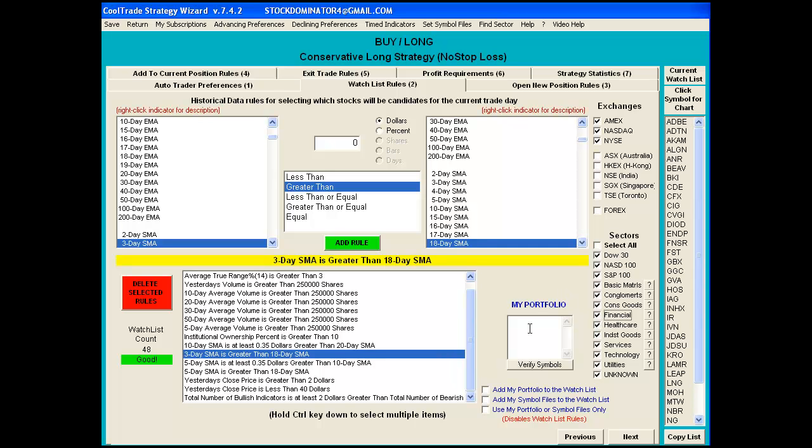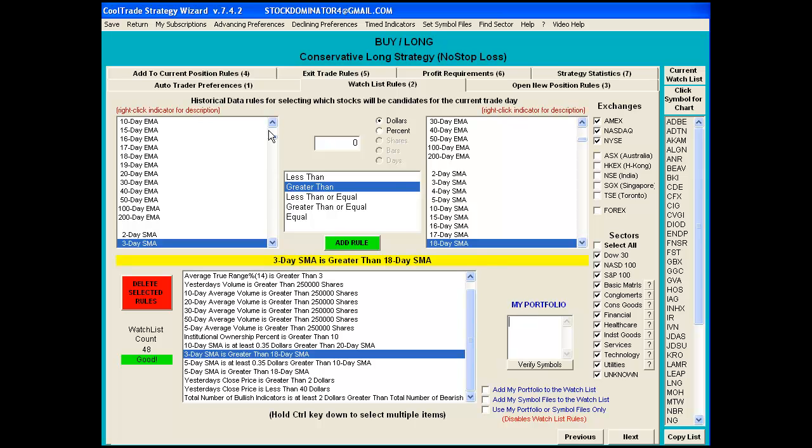And you can also add specific symbols to your portfolio that you don't care about the watch list rules for. All you care about, you watch these symbols quite a bit, and the open position rules make sense with these symbols regardless of the watch list rules. So that's as simple as just clicking a symbol. So you want to add Google, for example, type it in, click verify symbol right there, no big deal.